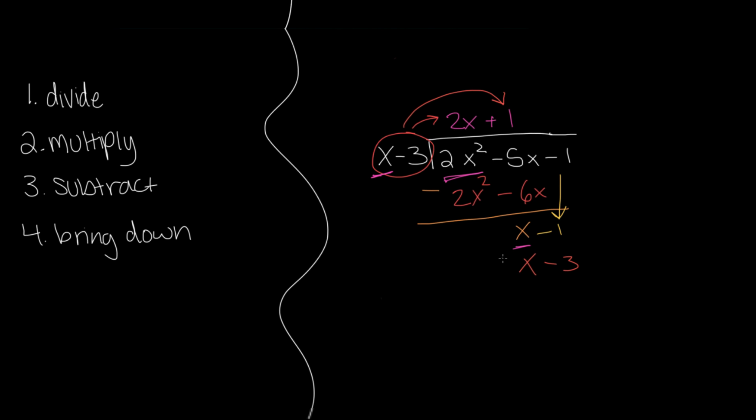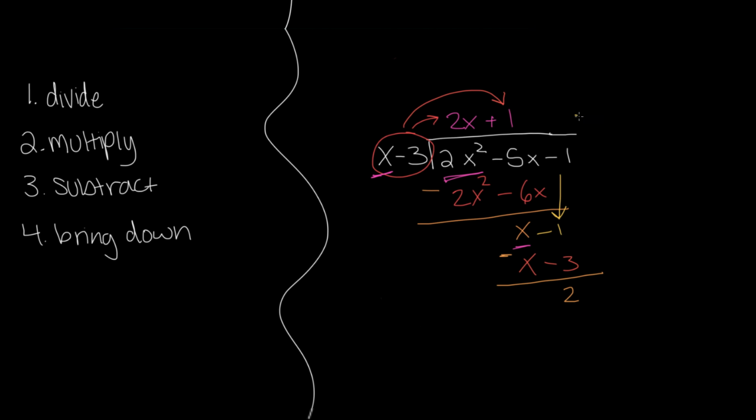Then we subtract. So x minus x gives us 0. And then negative 1 minus negative 3 gives us 2. So now we have nothing else to bring down. So if we come into this scenario where our ending number isn't 0, which means we have a remainder, and there's nothing left to bring down, how would we go about including this 2 in our answer?